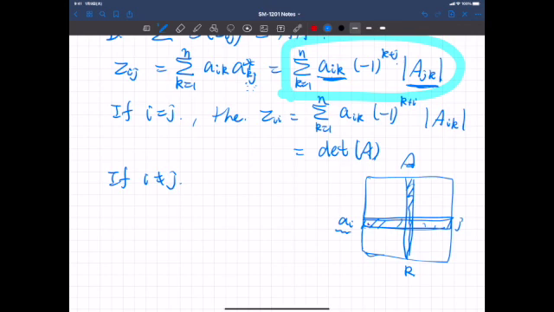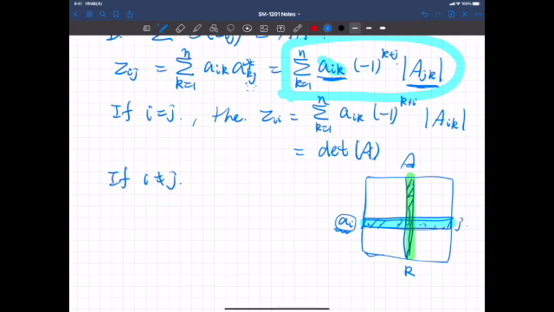So AI1, AI2, and so on. So this row is filled with AIKs, okay? Then this whole expression is the determinant of this matrix. We don't care about the elements of the kth column. It can be anything, as long as the jth row of this matrix is the same as the ith row of the original matrix A.